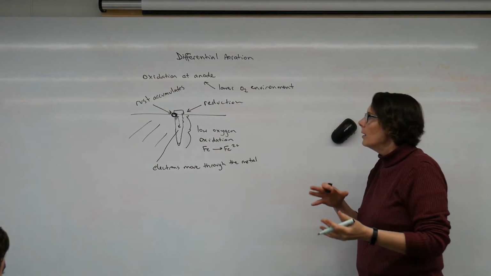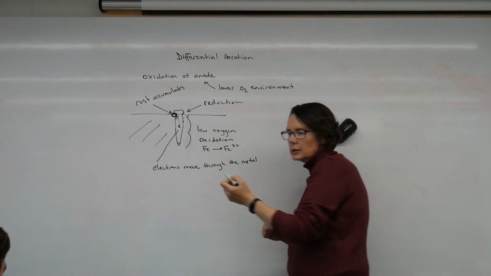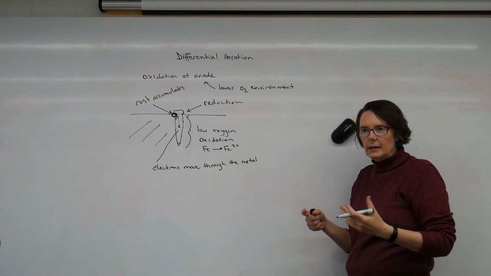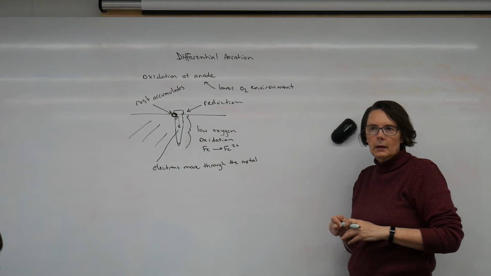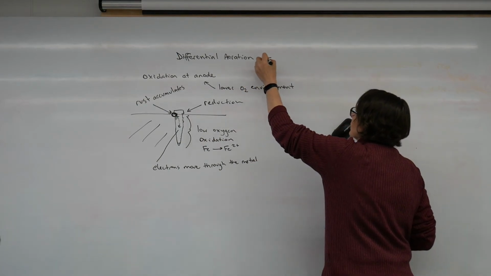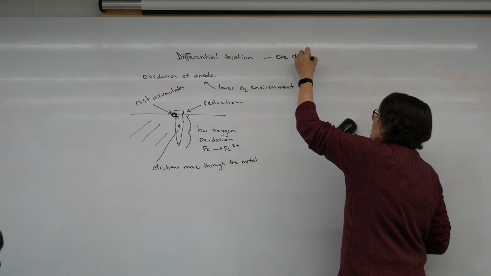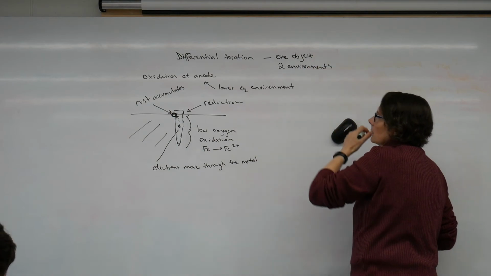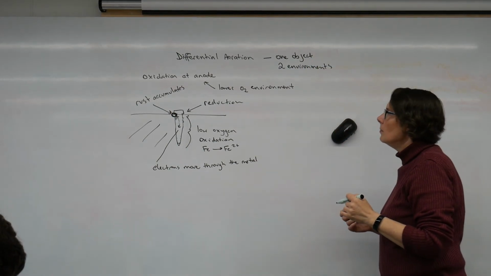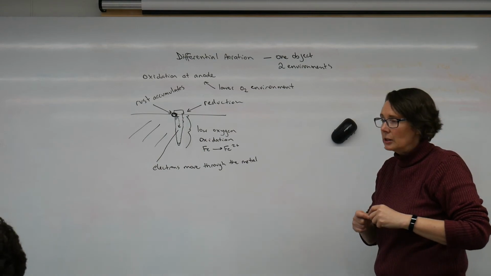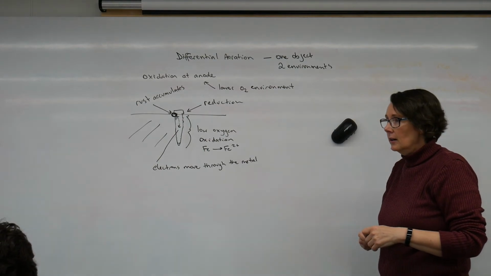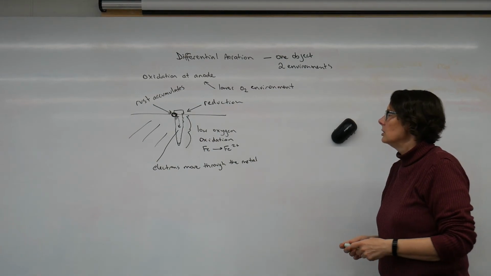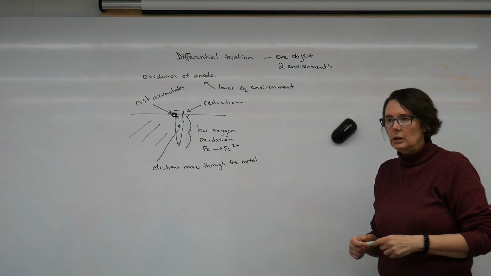Okay, so anywhere where we've got the same object exposed to different levels of oxygen, again we can determine where the anode and the cathode are going to be. So this is the one object. We've got two environments of differential aeration. You do need to remember this term because it could be a question, could just say, explain where is the differential, or why is this differential aeration, and so if you don't remember what the term means, it's going to be hard to answer.